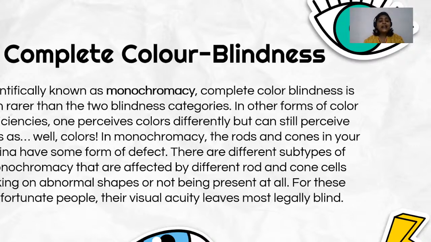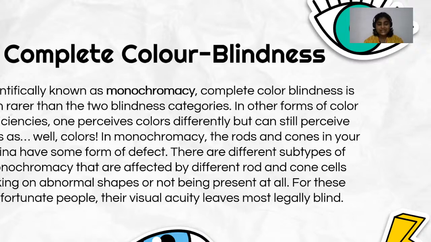Coming to this slide, scientifically it is known as monochromacy. Complete color blindness is much rarer than the other two categories. In other forms of color deficiencies, one perceives colors differently but can still perceive colors as well. Understand this line? In the other forms of color deficiency, which can be the other two categories of color blindness, one perceives colors differently but can still perceive color.